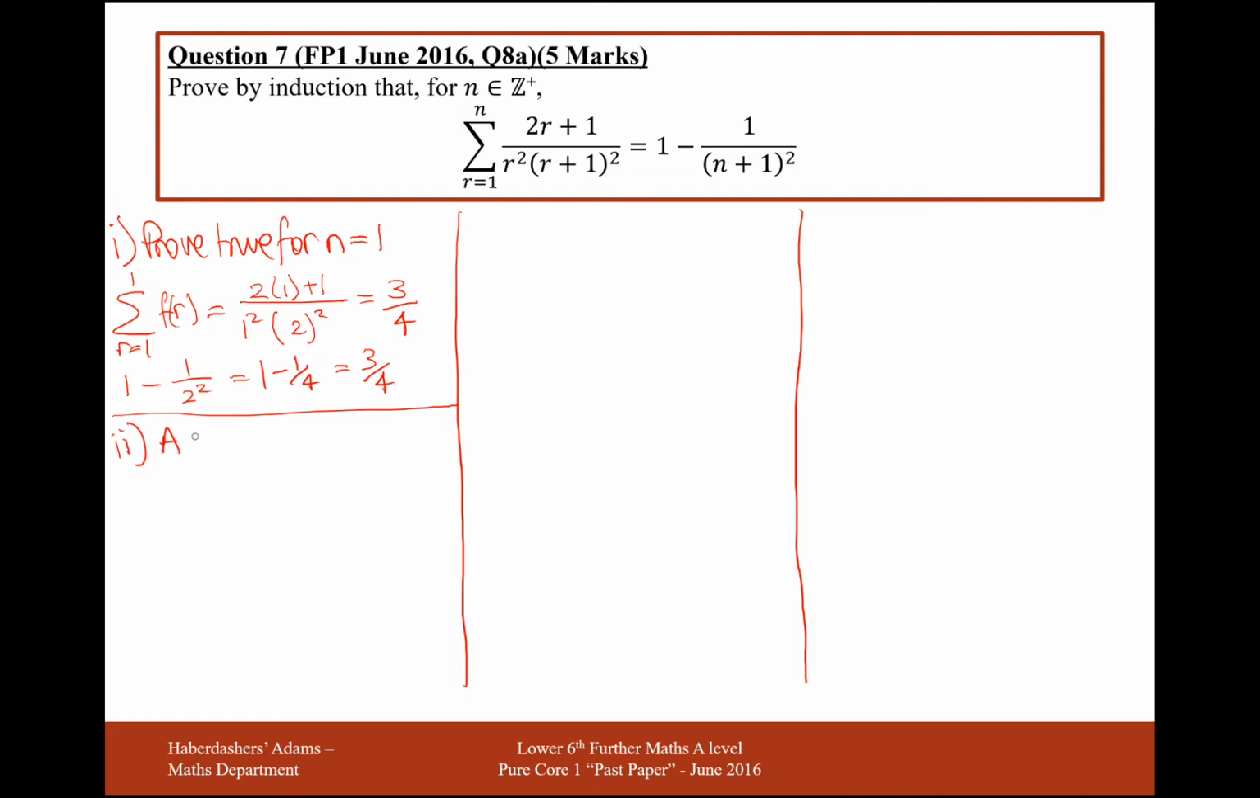Second part is assume true for n equals k. So the sum from 1 up to k of 2r plus 1 over r squared (r plus 1) squared equals 1 minus 1 over (k plus 1) squared. Great. So now part 3, and this is the more difficult bit.